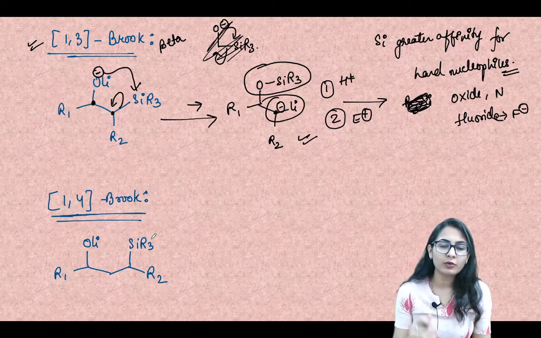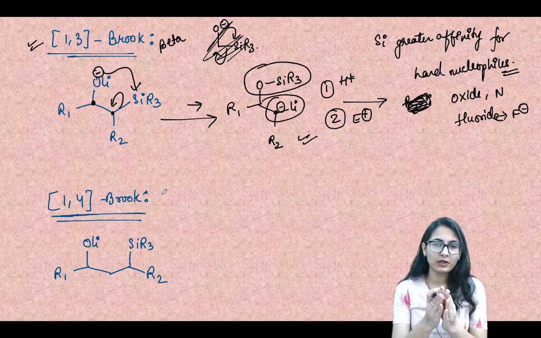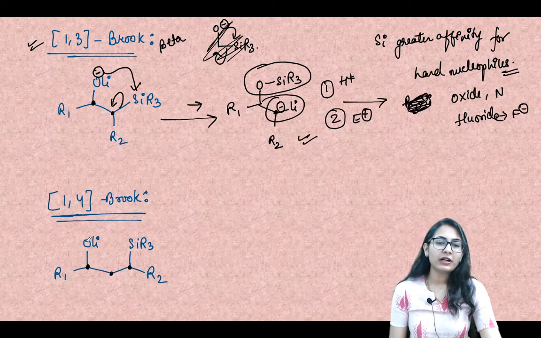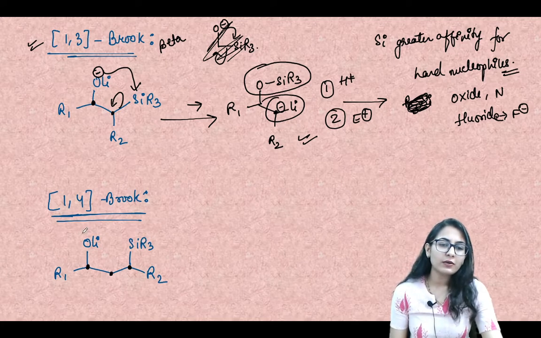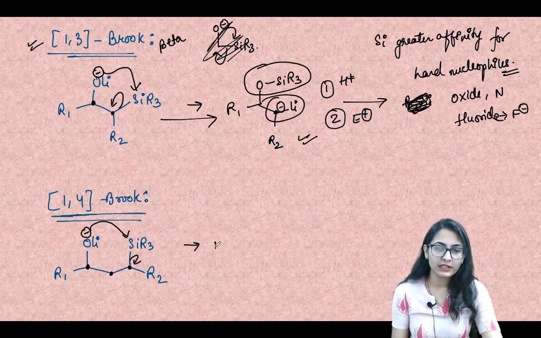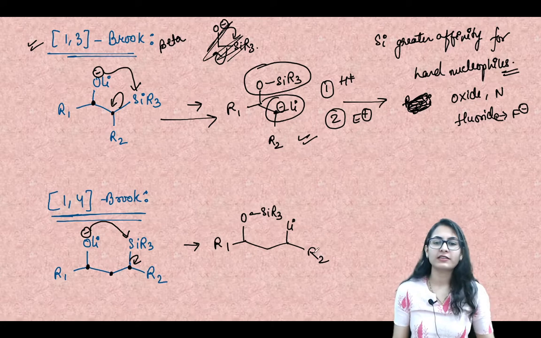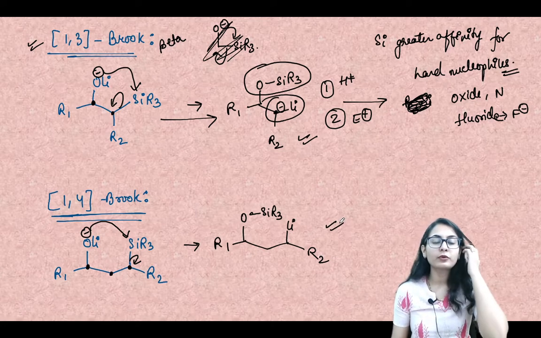Similarly, in the 1,4 Brook rearrangement, what do we see? There is going to be a distance of one more carbon. So it is, for example, the alpha carbon, beta and gamma. Right, so on the gamma carbon you have the silicon. You have an oxyanion already present over here, which attacks on the silicon, and the negative charge falls on the gamma carbon like this, and it is going to be stabilized by the lithium positive ion. So this is what you get from the 1,4 Brook rearrangement.